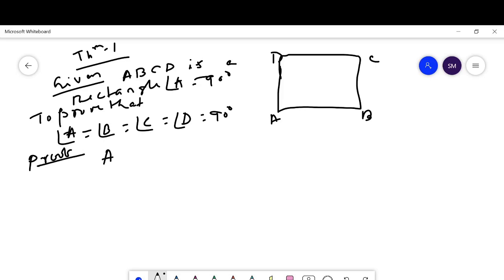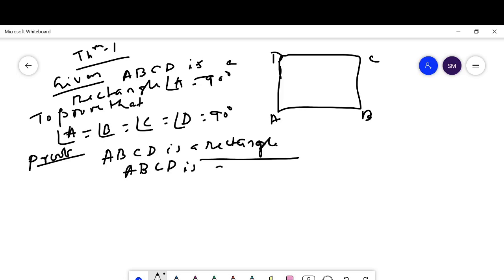Since ABCD is a rectangle, please note down students and be attentive. As we know that all rectangles are parallelograms, ABCD is also a parallelogram. As this is a parallelogram, AD is parallel to BC and AB is the transversal.